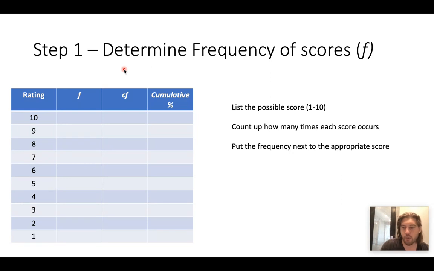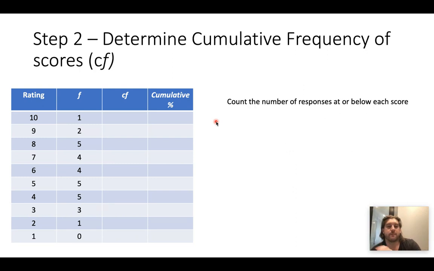So here we go. These are the frequencies. There was 1 score of 10, 2 scores of 9, 5 scores of 8, 4 scores of 7, and so forth. Take a second, check your answers, because if you don't have this right, then nothing else is going to be correct. Okay, so we've got that. That's pretty straightforward. And let's move on to cumulative frequency.